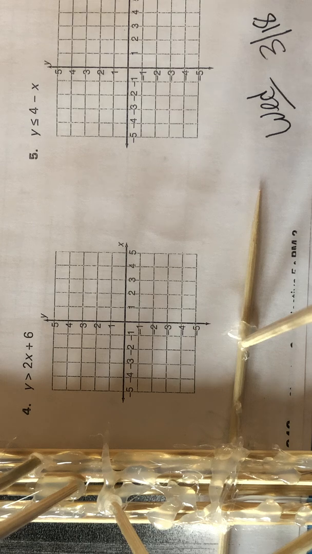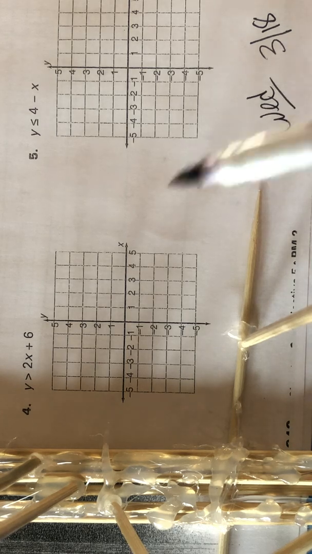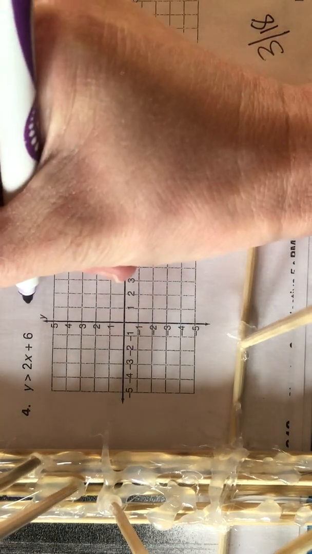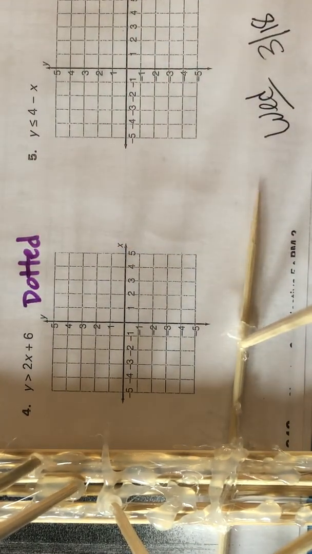We're starting with the inequality y is greater than 2x plus 6. Now remember, when we're graphing these, we think about graphing the line first and whether or not the line is dotted or solid. Because this is a greater than, but not a greater than or equal to, this is going to be a dotted line.